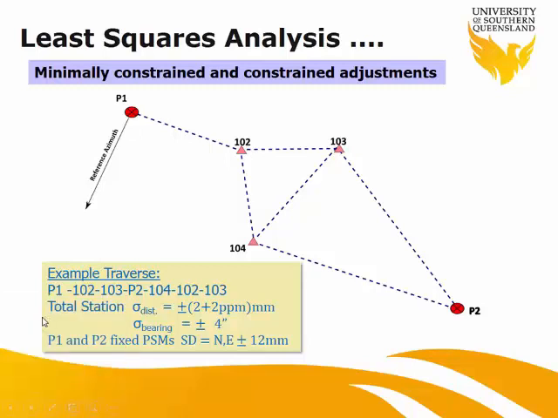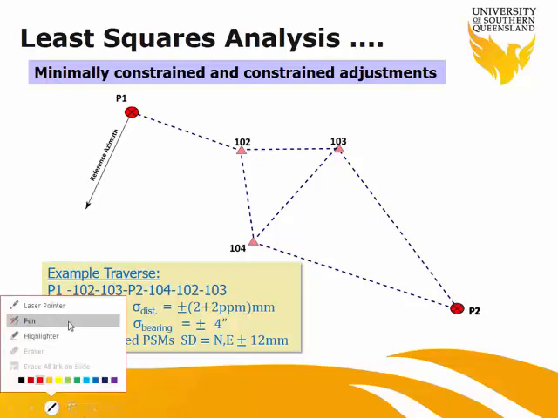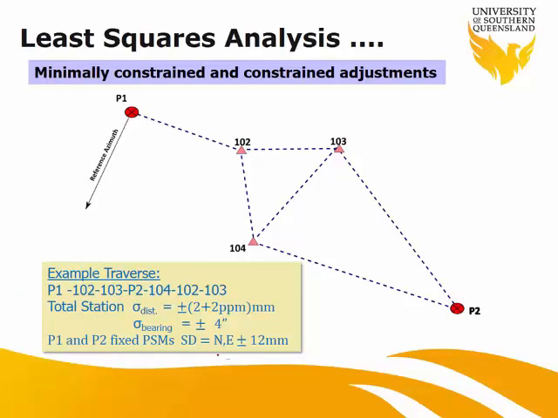So having said that, and assuming that we use a total station with the accuracy I've mentioned here, a bearing accuracy of plus or minus 4 seconds, and a distance accuracy of 2 millimeter plus 2 ppm. P1 and P2 are fixed, so it's fully constrained, and the standard deviation of which, what do we call it, is positional uncertainty, because it's relative to the national datum. It's plus or minus 12 millimeter.